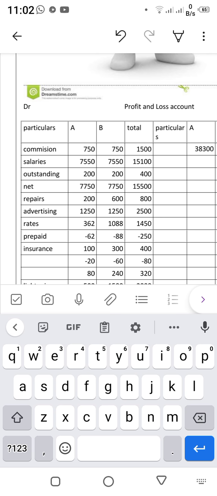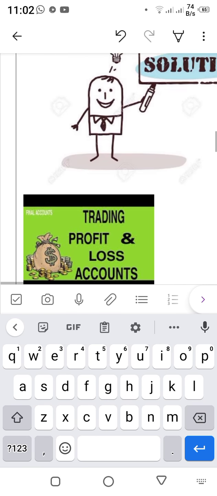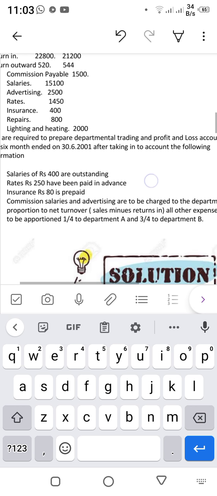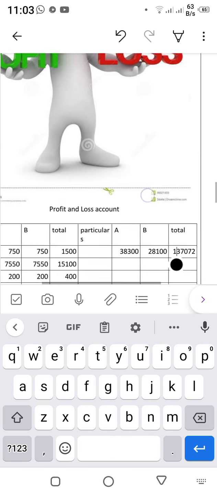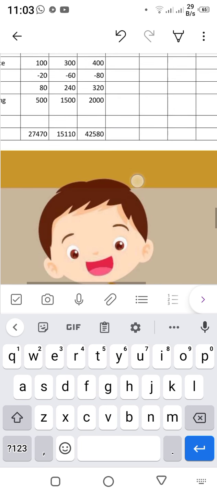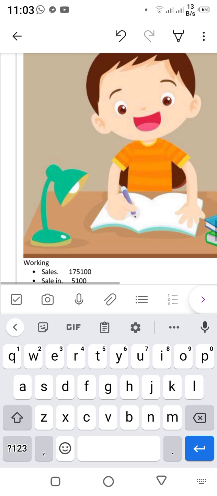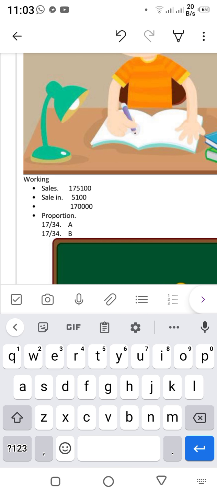Now commission. You can see in the question, commission payable is 1500, and you see salaries, commission and advertisement will be distributed on a basis of sales. So commission has some working, you have to do some working, and I have done it.